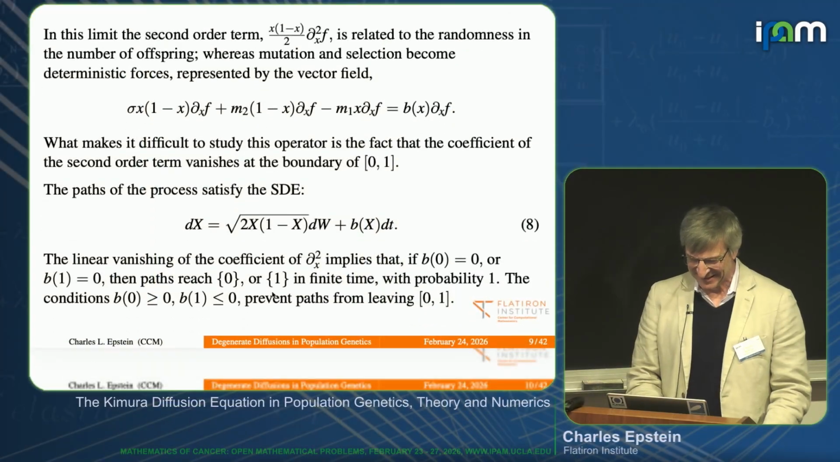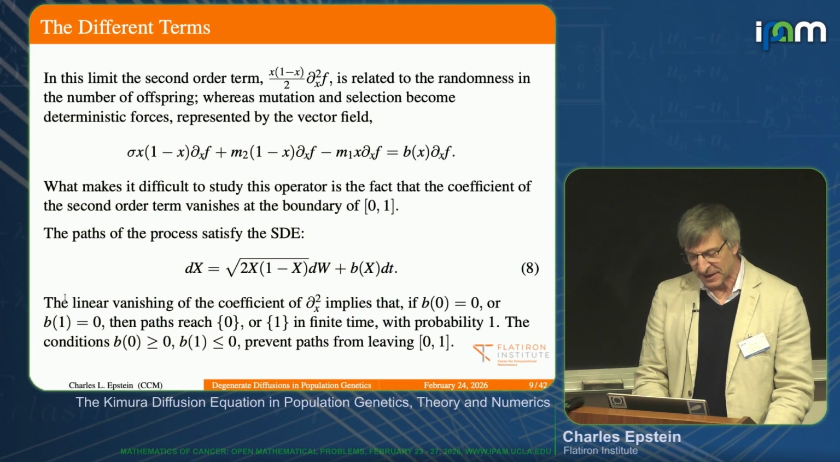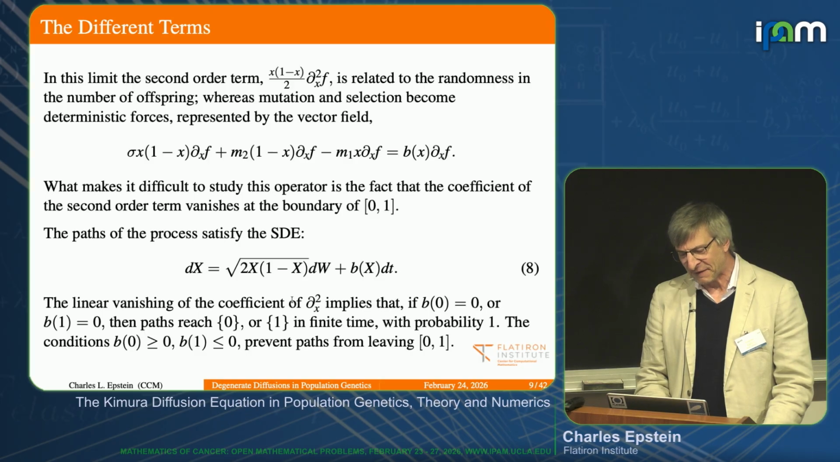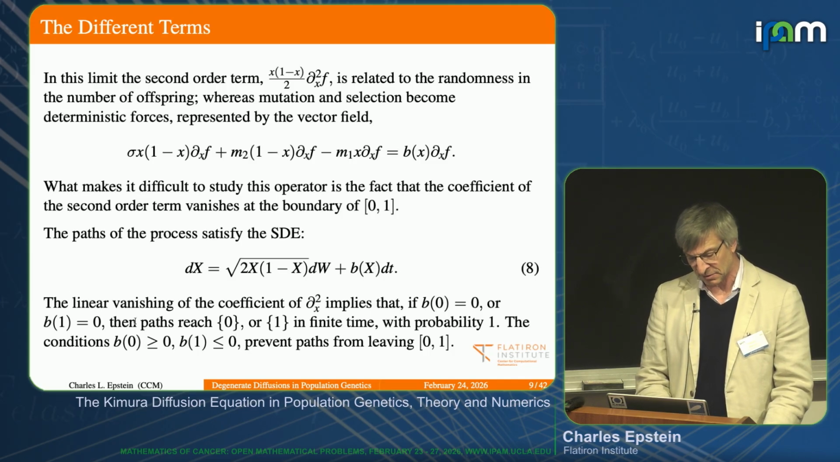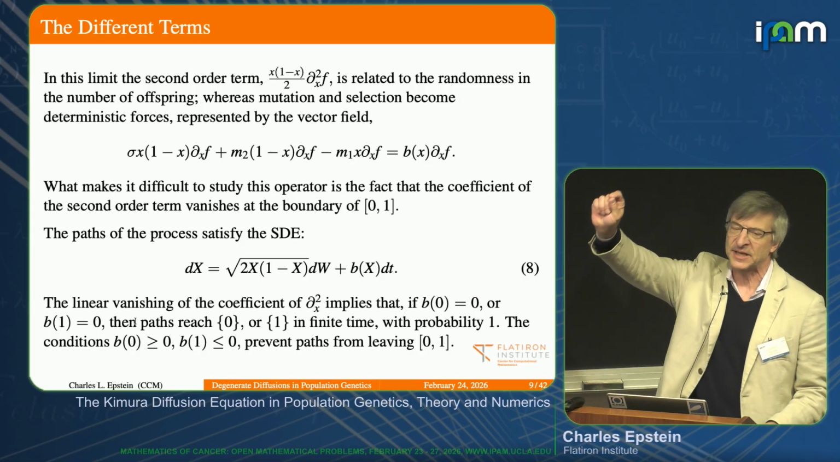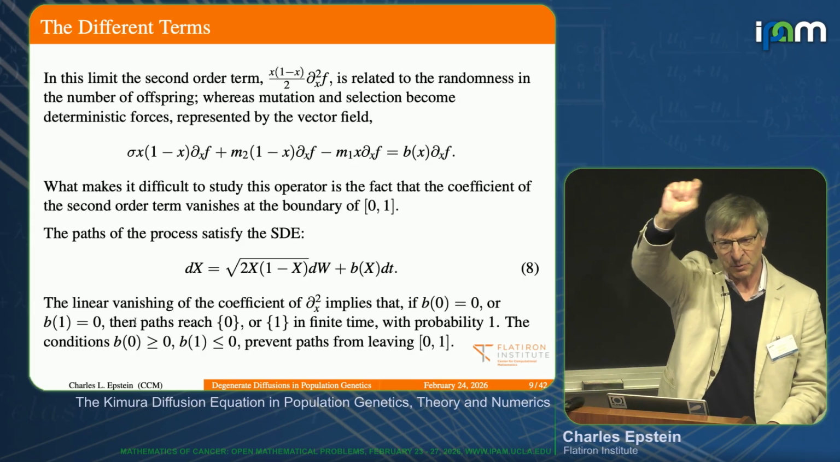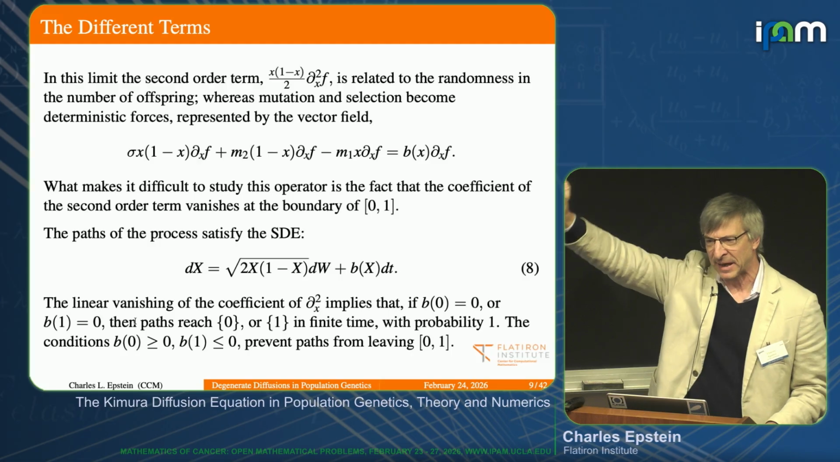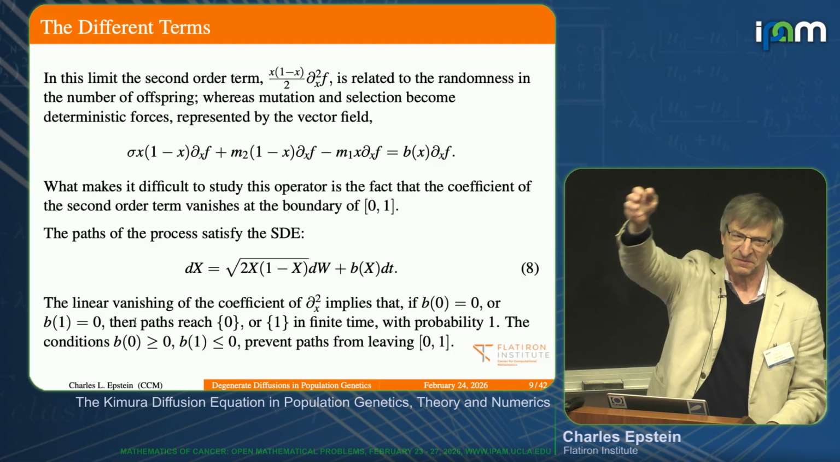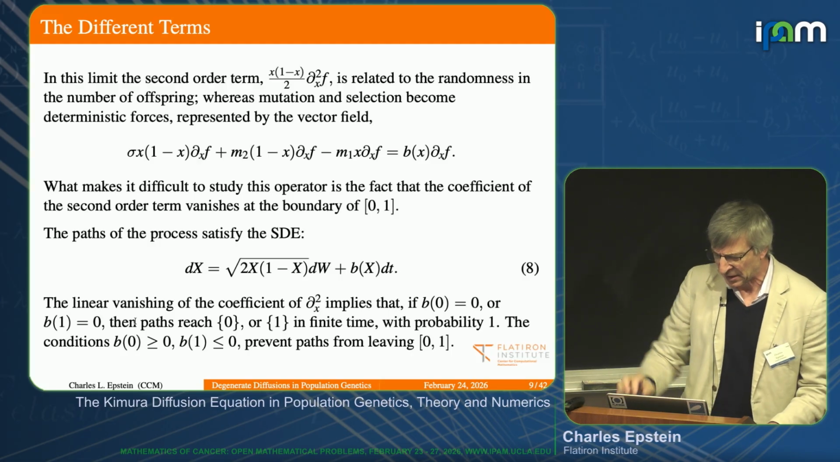Okay, so now, the fact that the coefficient of the second order term vanishes means that if the vector field vanishes at a boundary, b of 0 is 0 or b of 1 is 0, then when a path of the process would reach that boundary point, it would stay there. It would not come back into the domain, and it would not go any further. It would just stay there.